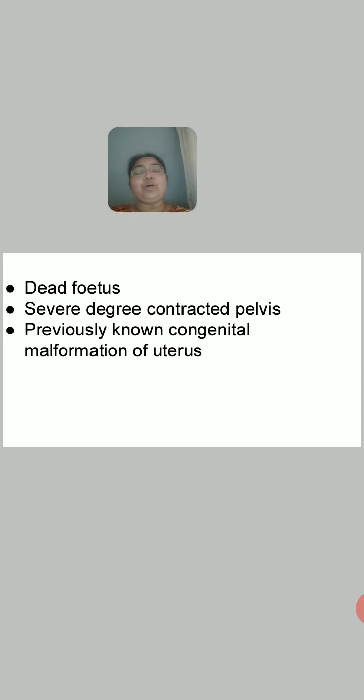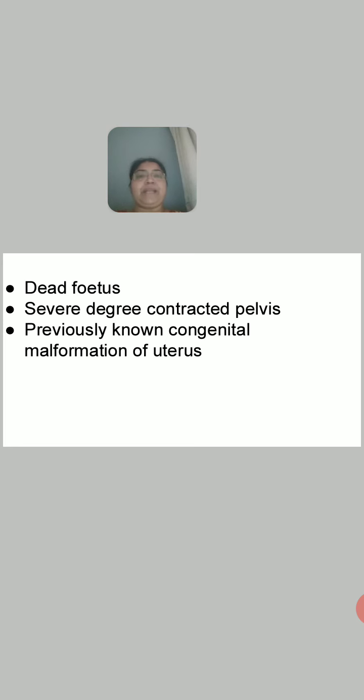We can also go to other conditions like dead fetus. When the fetus is dead, there is no need to go for the version because we are going for the version to make the labor easy. Here when the fetus is dead, version is not needed.